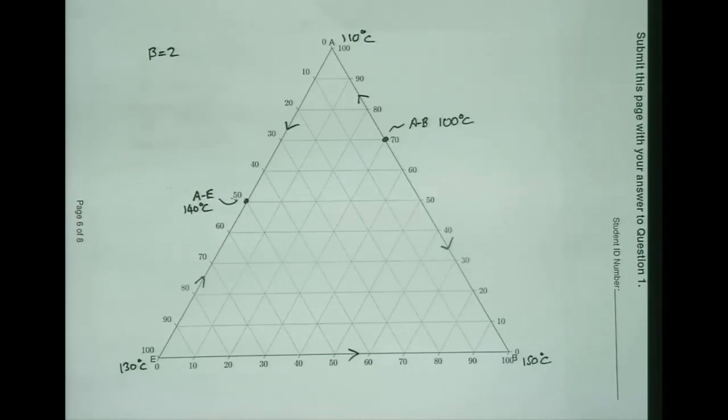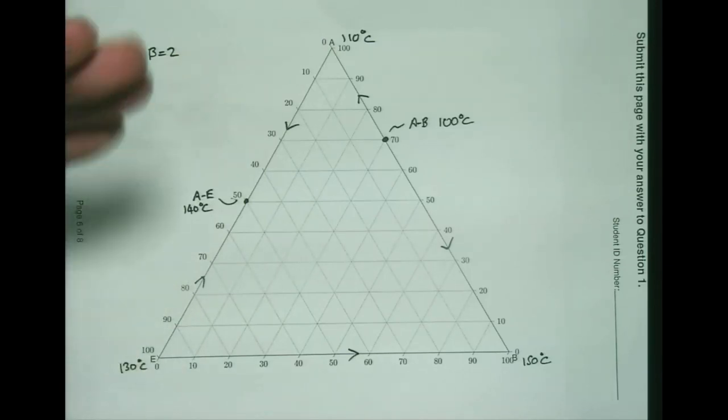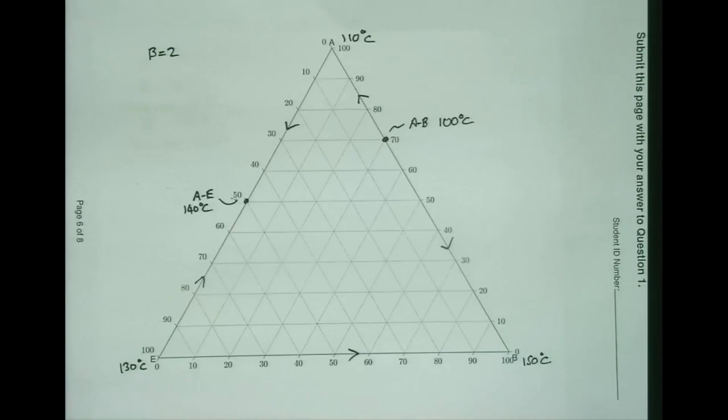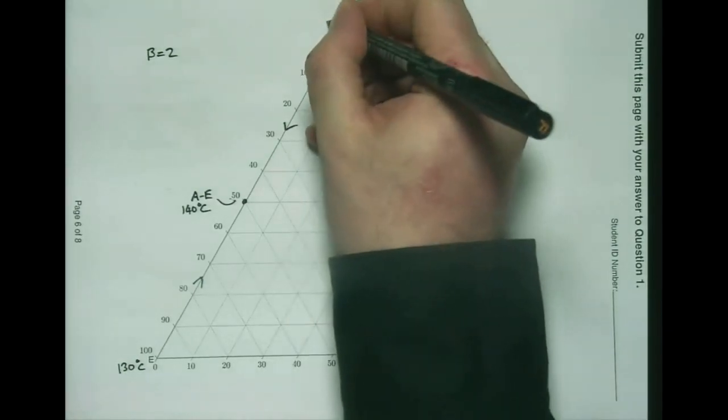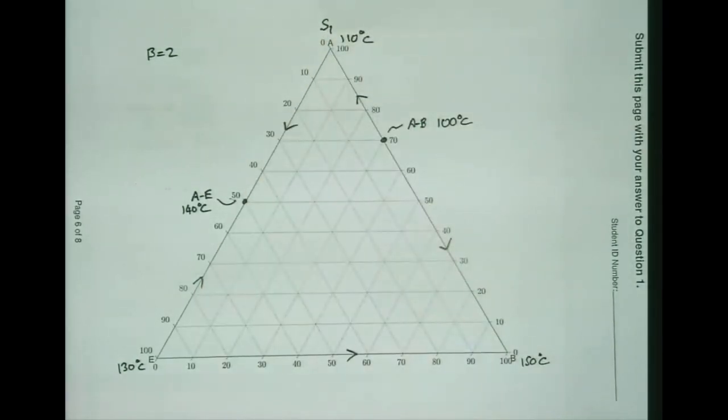So now we've drawn our arrows on, we can assign the types of singular points we have for our pure components. So if we start with A, we can see we've got one entering and one exiting A, okay, of our residue curves. So that makes that a saddle. Yep. So it's an S1.